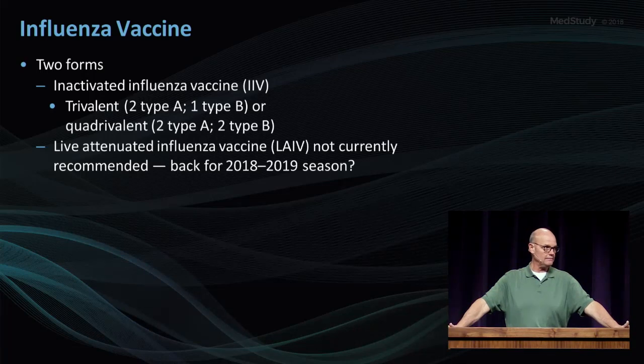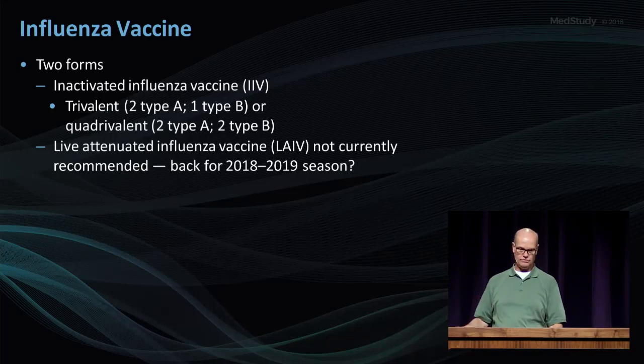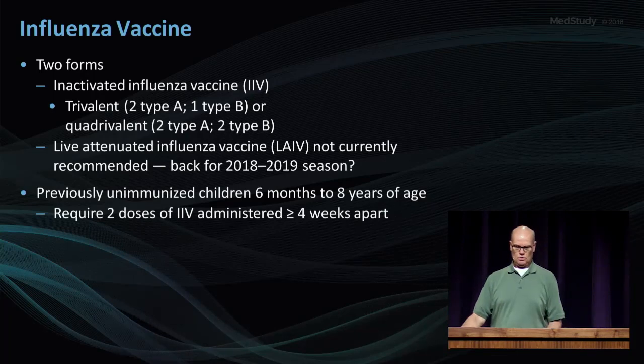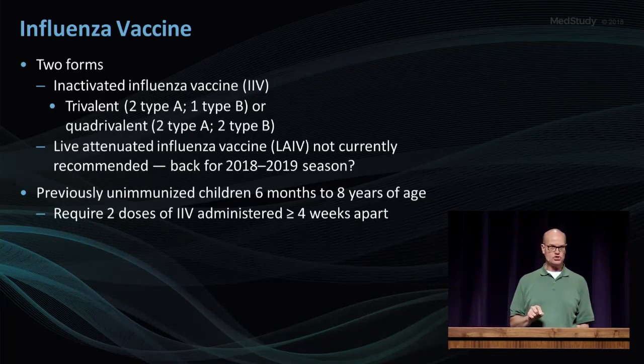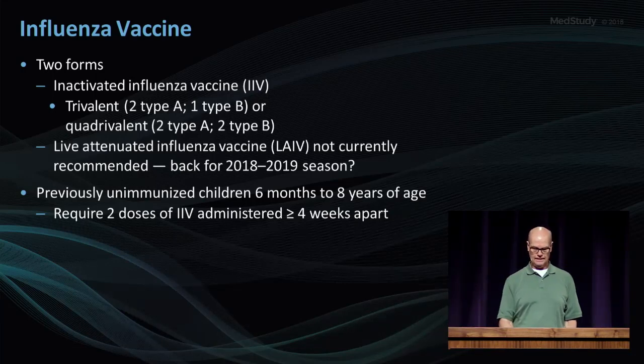And again, the live vaccine wasn't recommended at all over the last 2 years. On your boards, I really don't think the live attenuated vaccine is going to show up. Previously unimmunized children 6 months to 8 years of age need 2 doses, at least 4 weeks apart.